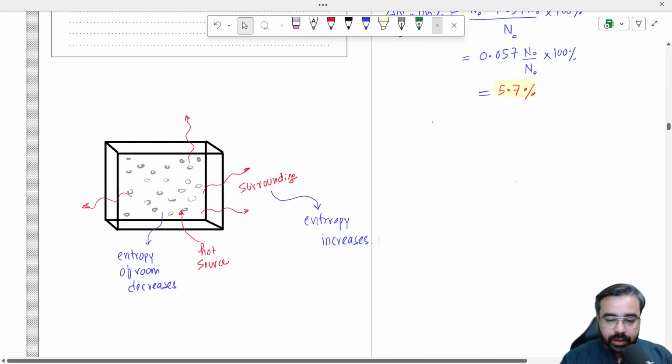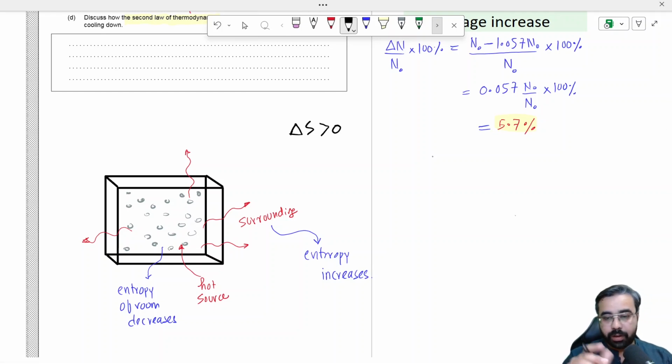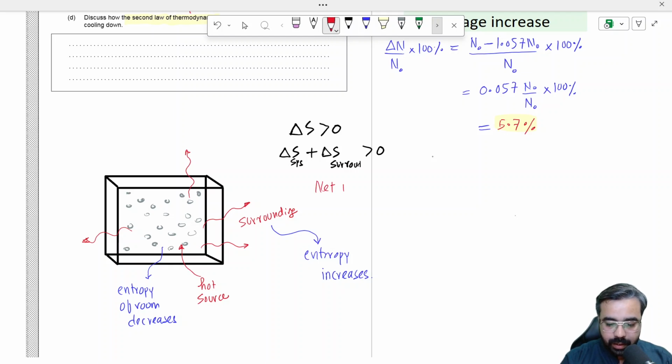So the second law of thermodynamics says that the net change of entropy for any natural system, if it is not reversible, is always bigger than zero. It means that the change in entropy of the system, which you know is negative because it has decreased, plus the entropy of the surrounding, which you know has increased, even if you add these two, it will still be bigger than zero. I'm saying the net is positive.